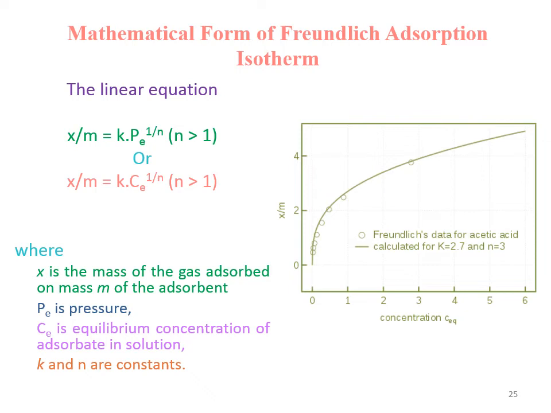So in this equation, among the other parameters, x is the mass of the gas adsorbed on mass m of the adsorbent. So it means m is the mass of the adsorbent on which an amount of gas x has been adsorbed. Pe is pressure at equilibrium condition, while Ce is equilibrium concentration of adsorbate in solution, while k and n are constants. And according to this mathematical relation, if we plot x over m as a function of Ce, then the graph is shown in this figure.